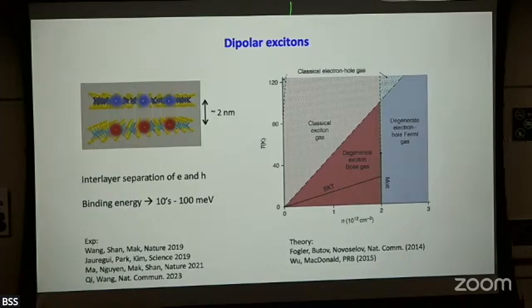Okay, and then if you have a higher temperature, you can thermally dissociate the exciton. And this is the BKT transition temperature. Only below this do we expect to see superfluidity, phase coherence, things like that. Okay, so this should be our guide, but in experiment, it could be a little bit different.